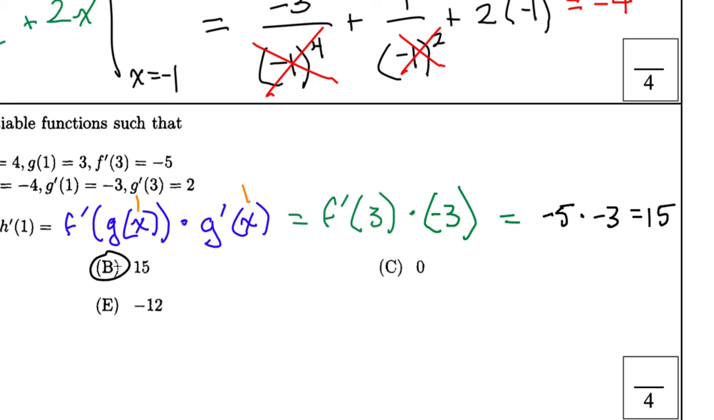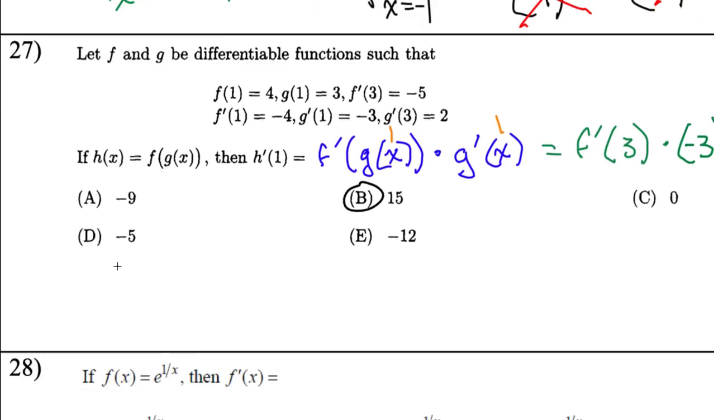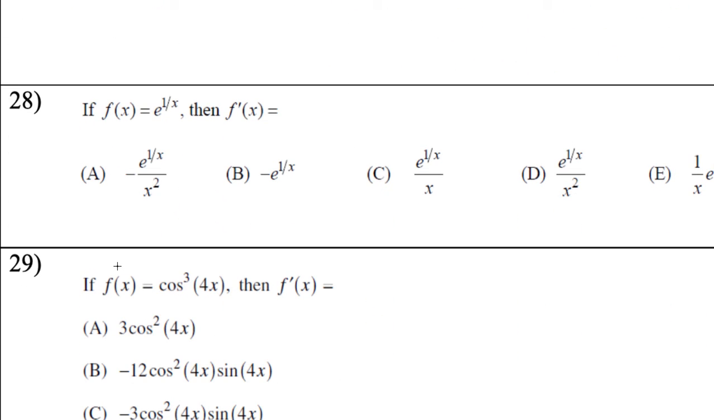All right. We are moving on to the next question, number 28. I have e to the something. What is the inner of e to the something? The outer of e to the something is e to the something, but what is the inner? It's whatever the exponent is. So the inner is just 1 over x.